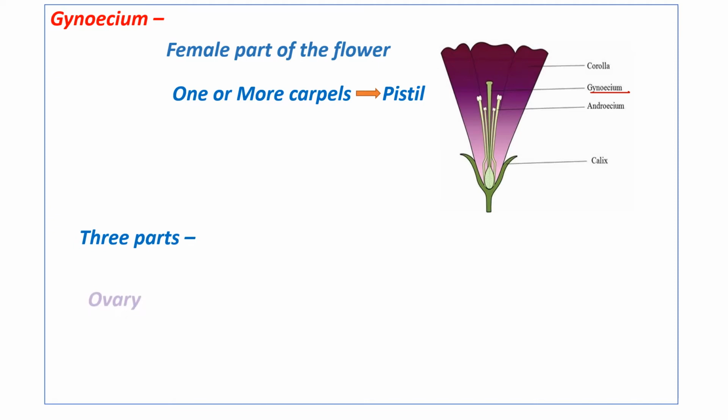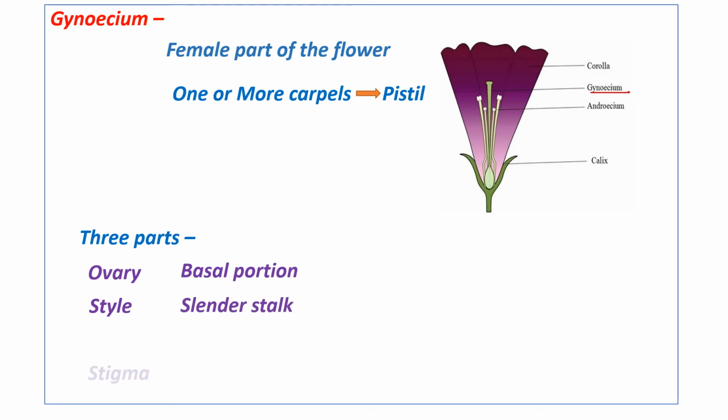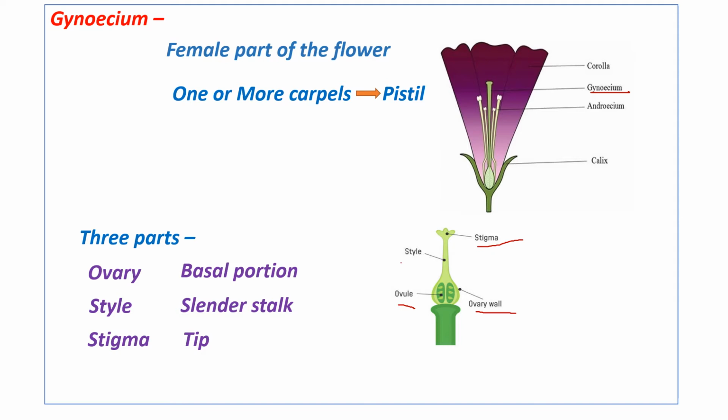Gynoecium is made up of three parts. Ovary, which is the basal portion. Style, which is the slender stalk of the gynoecium. Stigma, which is present at the tip of the gynoecium. This image shows the parts of the gynoecium. This is the ovary wall, this is the ovule, this is the stigma, and this is the style. This is all about different parts of a flower.